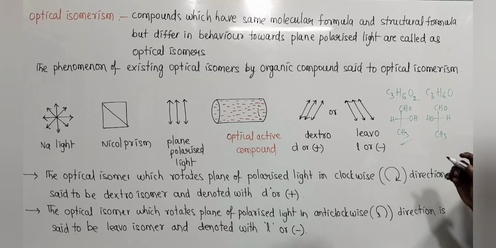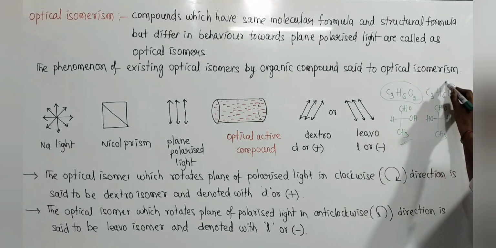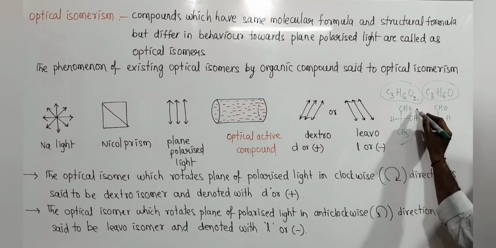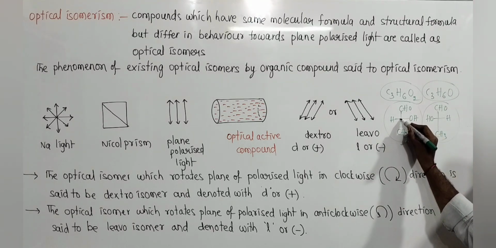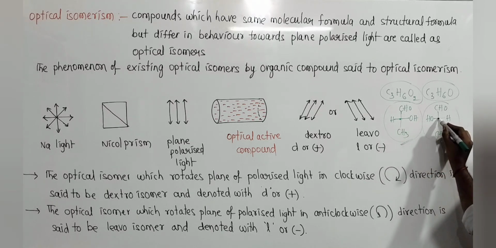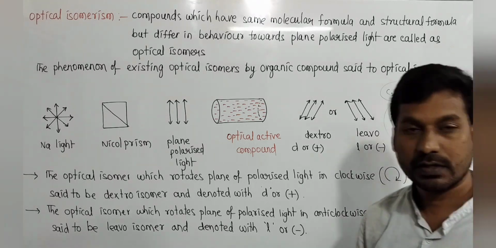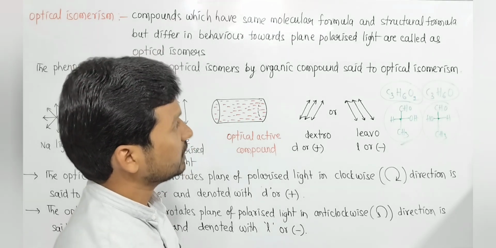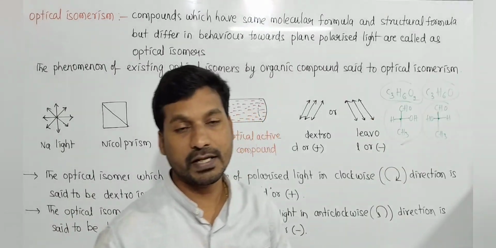But what is the difference? Compounds which have the same molecular formula, the same structural formula, the same bonding between atoms in the same order. So the carbon with OH, carbon with H, carbon with OH, carbon with H, above CHO, below CH3, same bond order, bonding between atoms in the same order. So what is the difference? They differ in behavior towards plane polarized light.